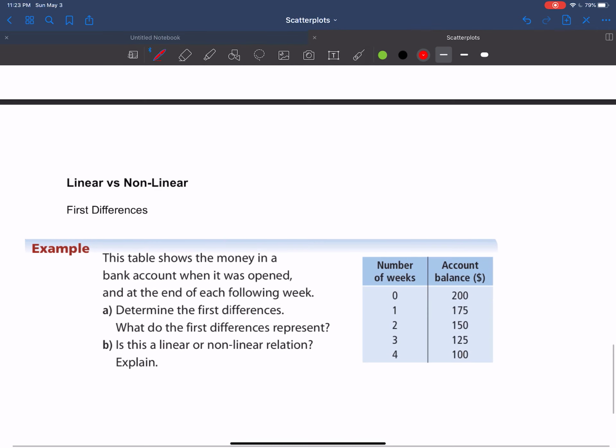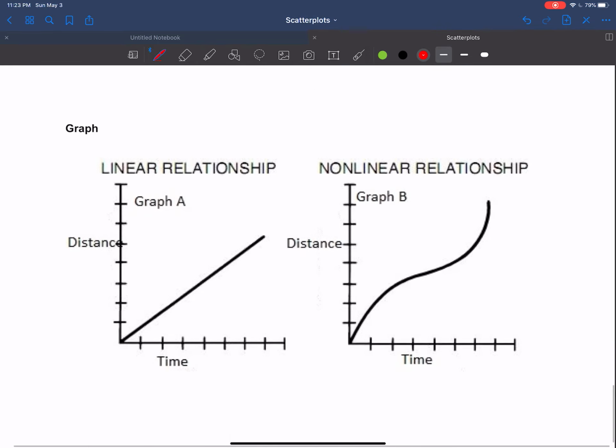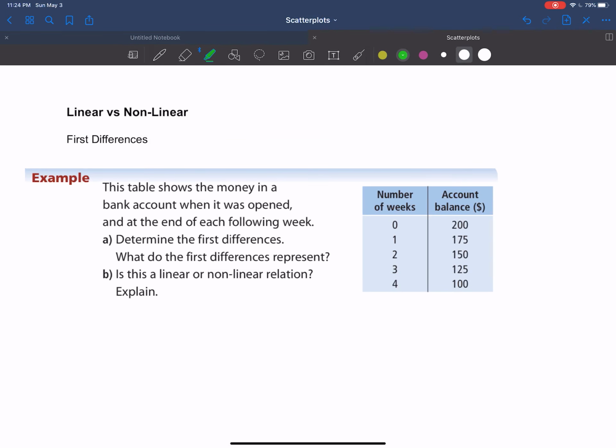Linear versus non-linear. So linear, easy way to say it is that linear is a line, non-linear is not a line. So if you have a graph, it's pretty easy to see. Linear, non-linear. I have a line, so that makes it linear. I have a curve, which makes it non-linear. But if I don't have a graph and I have a table of values, what we calculate here is called the first differences.